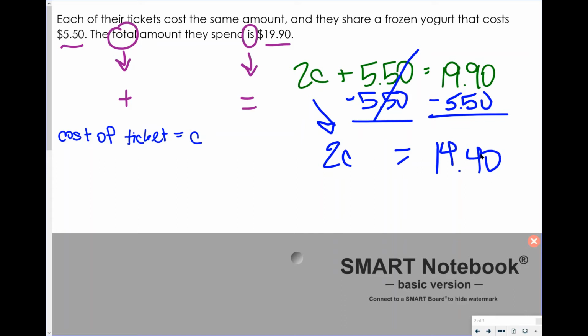Now, this is where I like it here. Okay, so I got to get it by itself. So what do I need to do here? Divide by 2 on both sides. Whatever I do to this side, I have to do to the other. So 2C divided by 2 just gives me 1C. So you're going to bring down your C equals 14.40 divided by 2, which gets me 7.20. So what you're going to have left is $7.20.